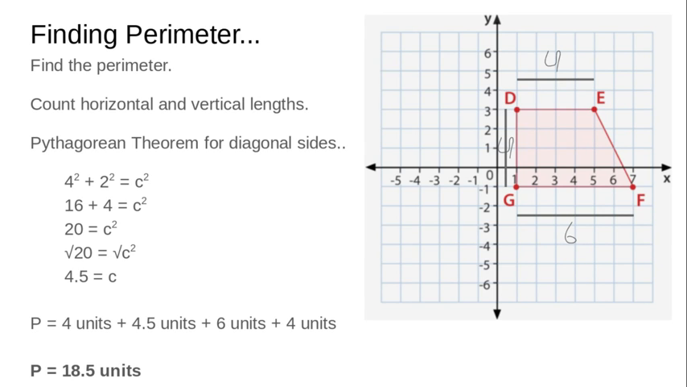Here we have another shape. This one's a quadrilateral, so we count our horizontal and vertical distances. So from D to E, that's 4 boxes. From E to G is 4 boxes. And from G to F is 6 boxes. But this is the measure we don't know, from E to F.